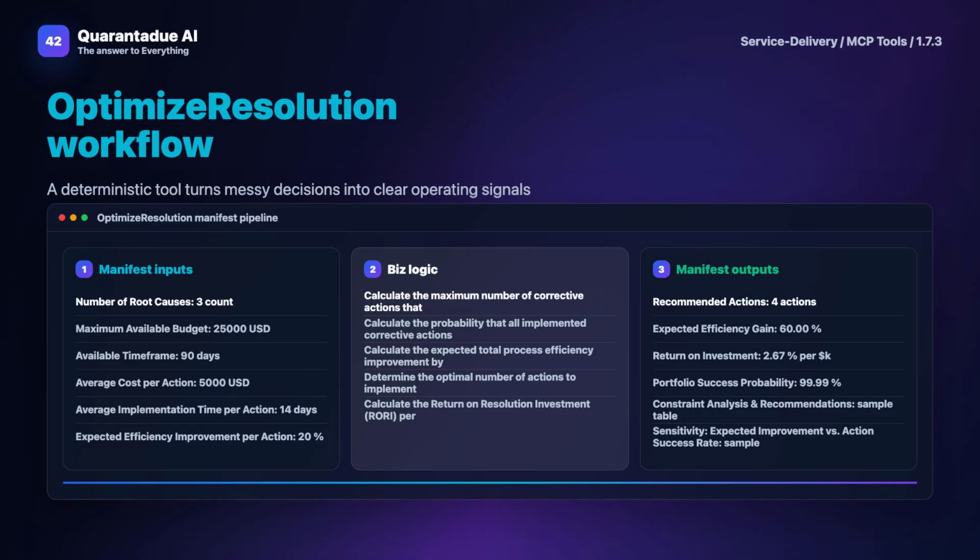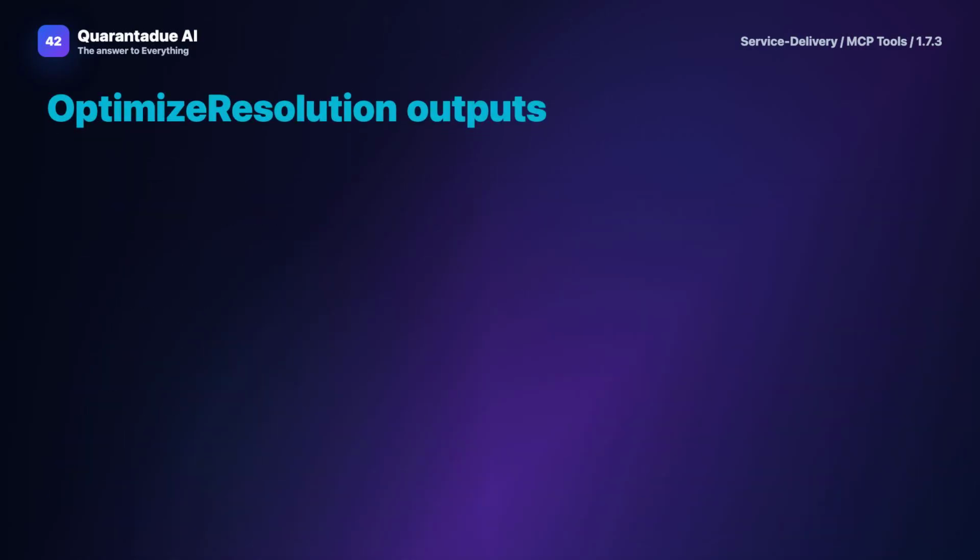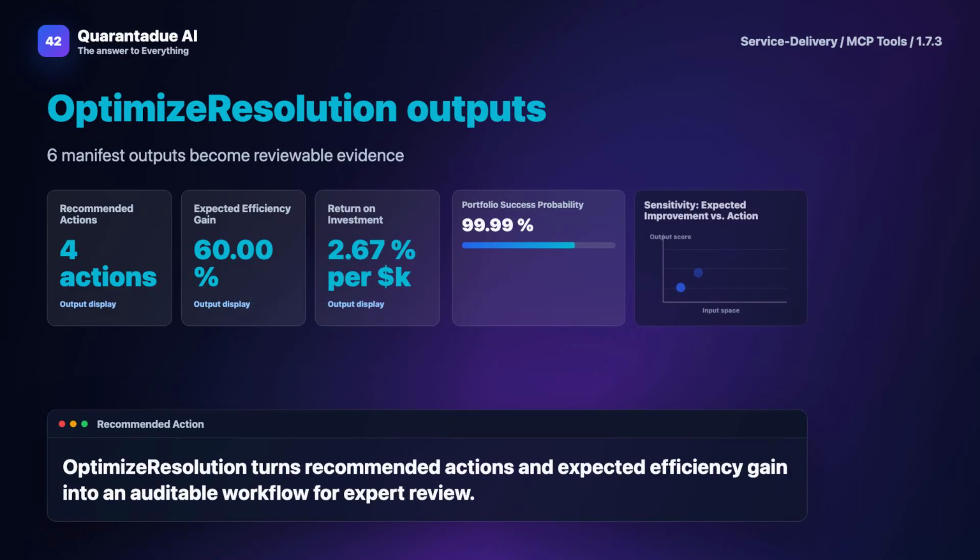Now let's dive into what OptimizeResolution specifically does. The software ingests data from your incident reports, monitoring systems, and historical records. It establishes baselines for current process performance, then calculates the potential improvement from each corrective action. Using advanced algorithms, it simulates thousands of scenarios to find the optimal mix. For example, it might evaluate upgrading server capacity versus optimizing code, weighing upfront costs against long-term savings.